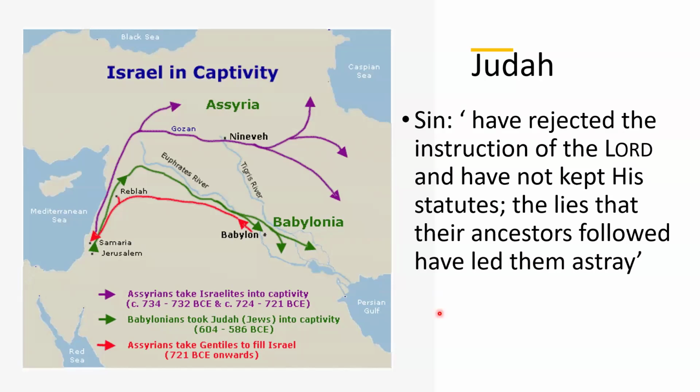And then a second group of sins is this: the lies that their ancestors followed have led them astray. In other words, they listened to these false prophets that preceded the actual exile and followed their advice. Many of the kings did that, as well as leaders, elders, and general population. Now, we don't know exactly what lies he was referring to, but when we scan through all the prophet writings and books like Chronicles and Kings, we can conjecture some of the lies.